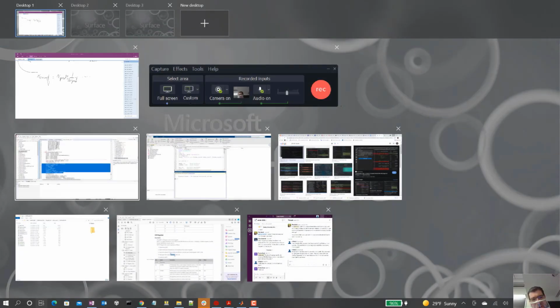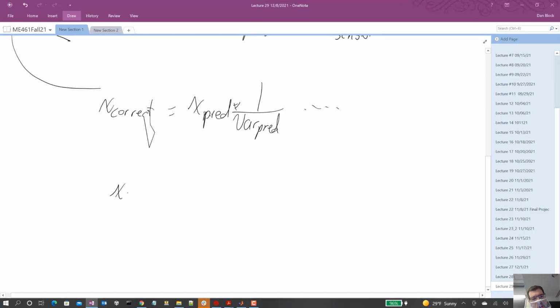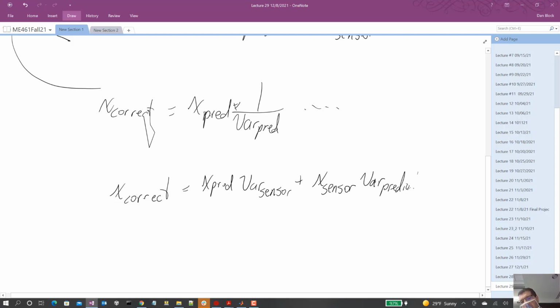What it ends up looking like nicer is X correct is equal to X predict times the variance of the sensor, as we multiplied this all out, plus X sensor reading times the variance of the prediction. Or at least this is one way to write it. You could write it other ways. Over variance of the sensor plus variance of the prediction.